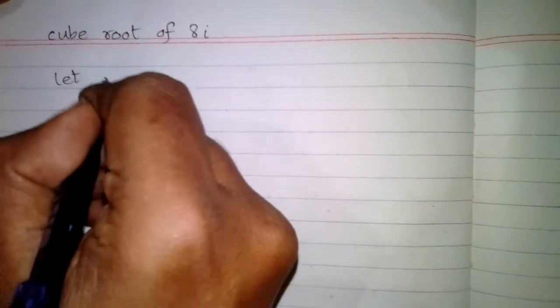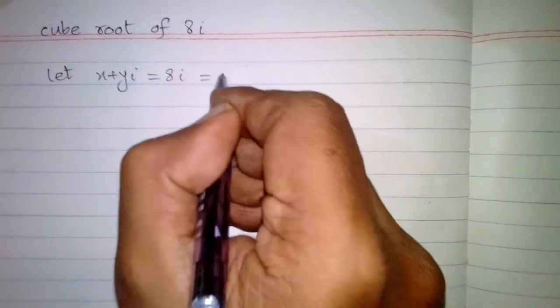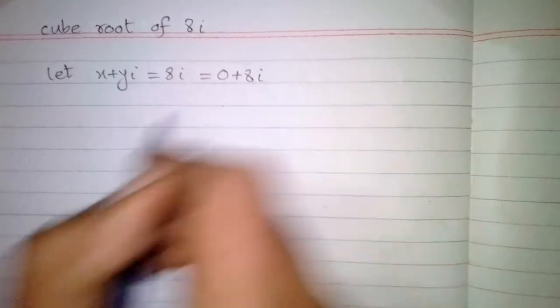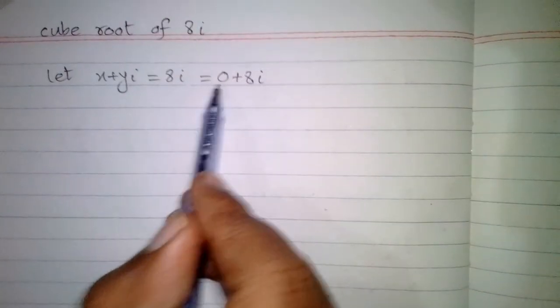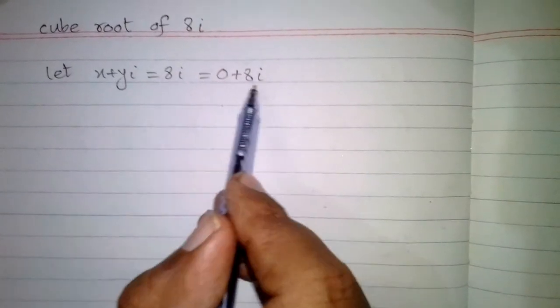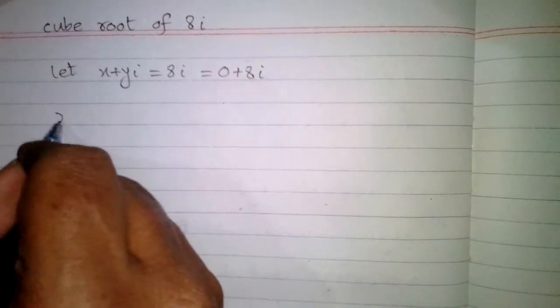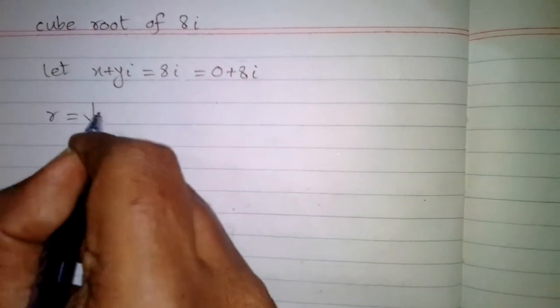In this video we will find the cube root of 8 iota. So first of all, we can suppose that x plus y iota is equal to 8 iota or 0 plus 8 iota. So the real part x is equal to 0 and the imaginary part y is equal to 8. Then we will find the modulus of this complex number.